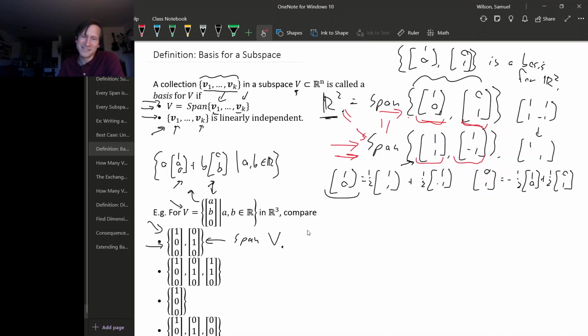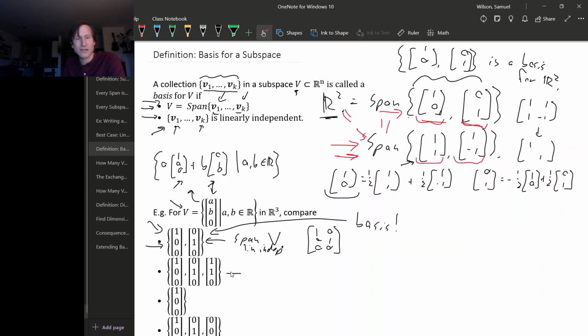Well, clearly yes, because if you stuff them into a matrix and row reduce, do you have a pivot in every column? Well, it is already row reduced, so we don't have any work to do to row reduce, and there is a pivot in every column. So these vectors are linearly independent. So this is a basis.